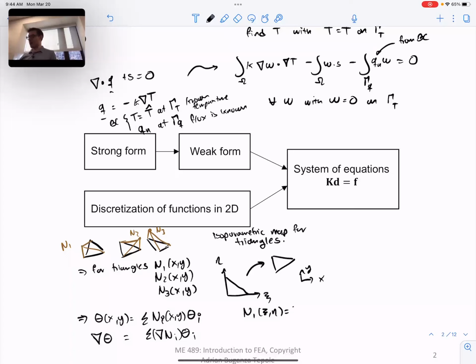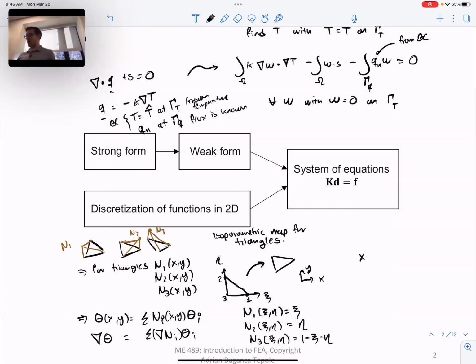For the triangle, we showed that these are really nice. This was the first node, the second node, the third node. We showed that the shape functions in terms of this triangle are just psi, eta, 1 minus psi minus eta. So the shape functions get really nice, but the problem is that now if you want to interpolate some function theta, you cannot interpolate it in terms of x, y. So what you need to do is interpolate both the x and the theta.